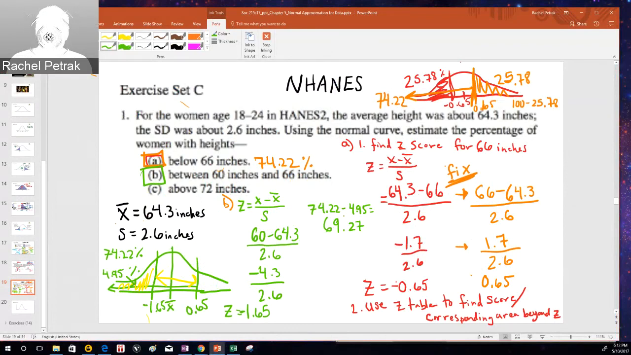The area that's, so we can see that this proportion is 69.27. To get the area above 72 inches, I think do we feel good about that? I'm dying for a little break, so I'd love to stop here unless there's any objections. Okay, let's take our break and we'll reconvene in a few minutes.